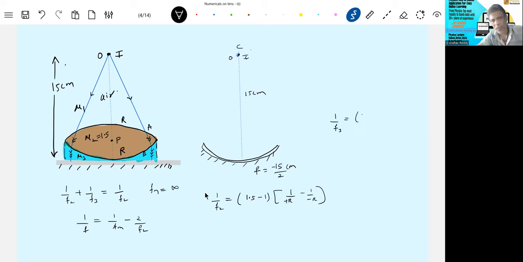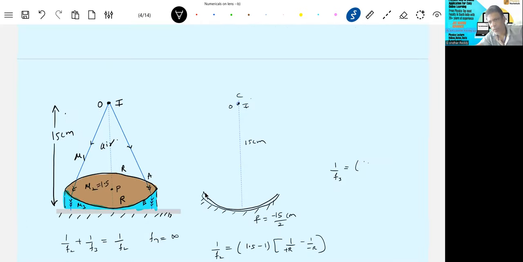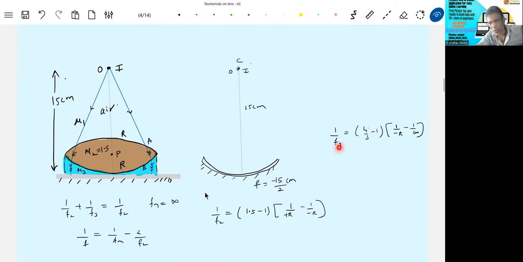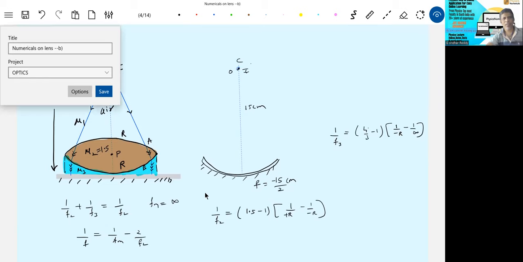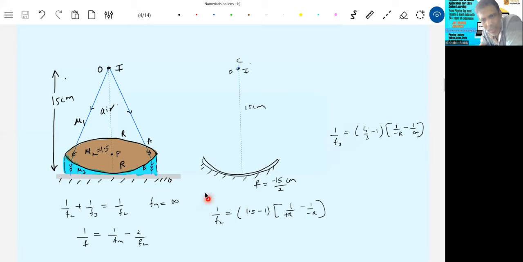1 by F3 is equal to mu 3. Mu, the refractive index, is 4 by 3 solely. They know it is concave. Fine. So you know F3. You know F. Then substitute here using this formula. You will get R. Then again proceed in a similar way. Okay, fine. This will be lengthier. The method I showed earlier will be much easier. This will be the lengthier one.